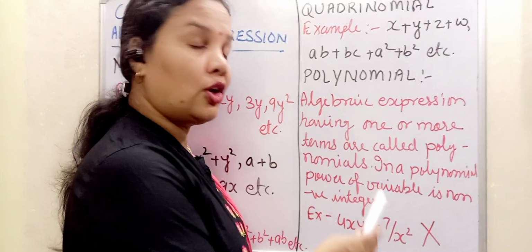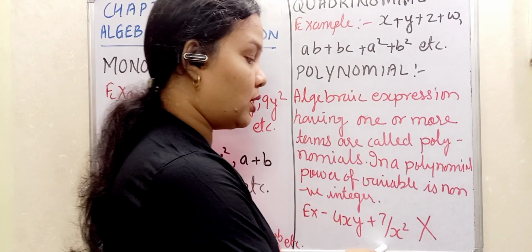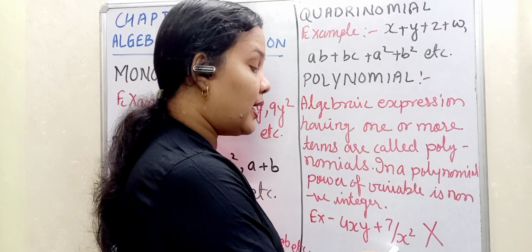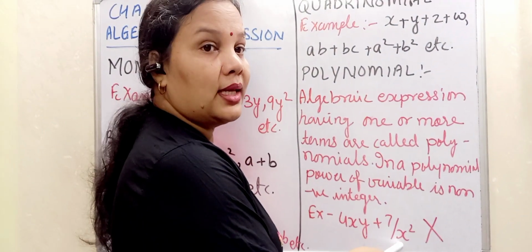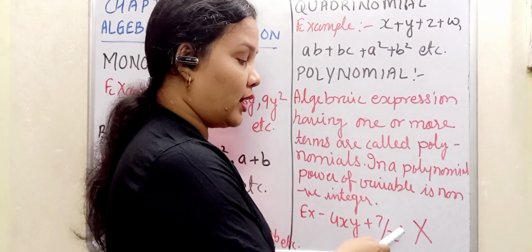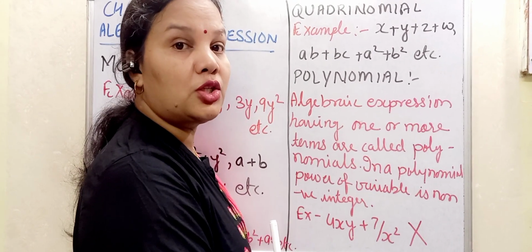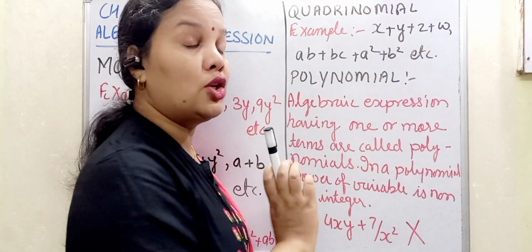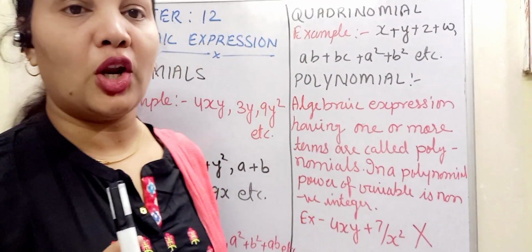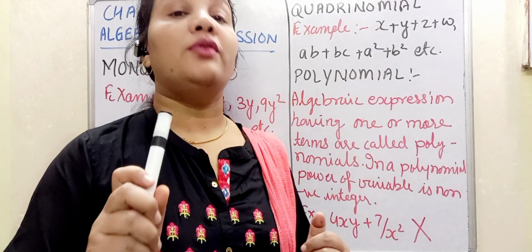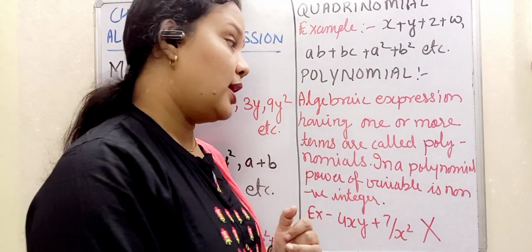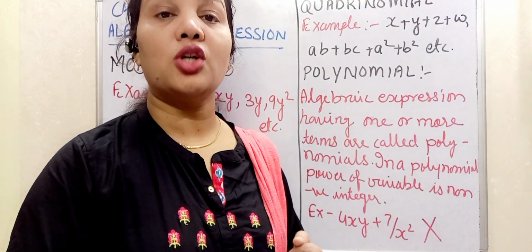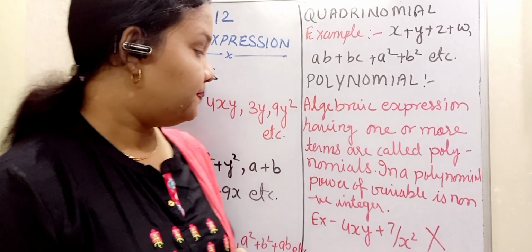Now I am giving you an example which is not a polynomial. Why is it not a polynomial? Look here: 4xy plus 7 by x square. Here x square is in the denominator. If you take it to the numerator, the power becomes minus 2, which is a negative integer. So this example is not a polynomial. So what is the condition for a polynomial? For a polynomial, the degree or the power of the variable should always be a non-negative integer. It is not a negative integer. Okay.